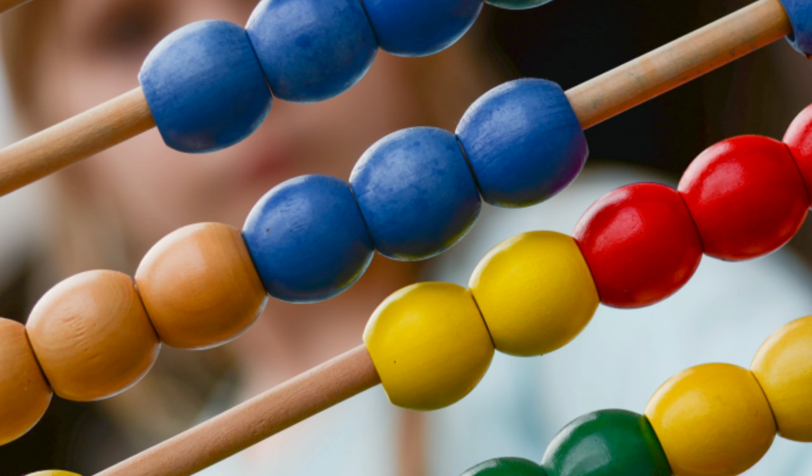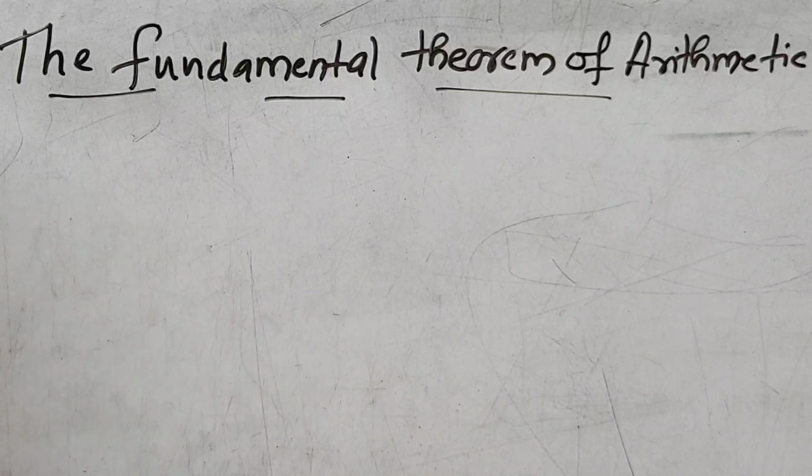When we started the chapter Real Numbers, I told you that there are two very important properties of positive integers. One was Euclid's division algorithm that we have already discussed. The second one is the fundamental theorem of arithmetic. In order to study the fundamental theorem of arithmetic, we can consider a composite number, 42.